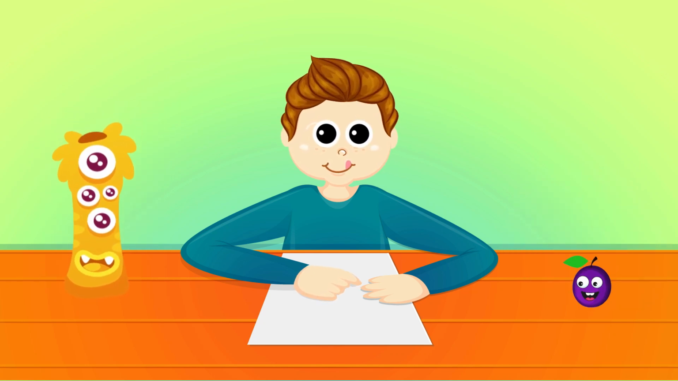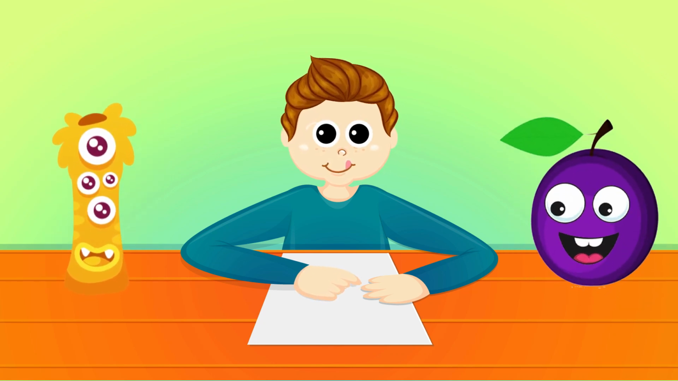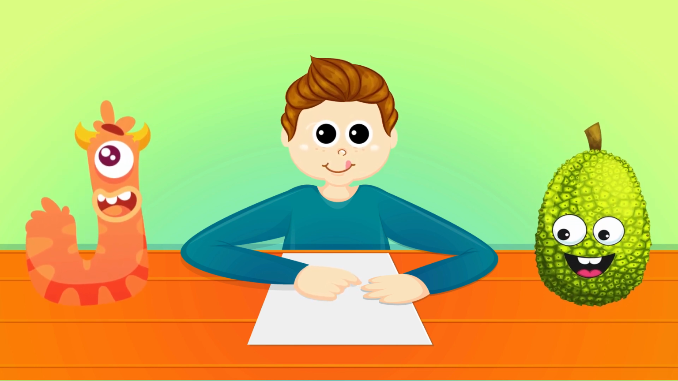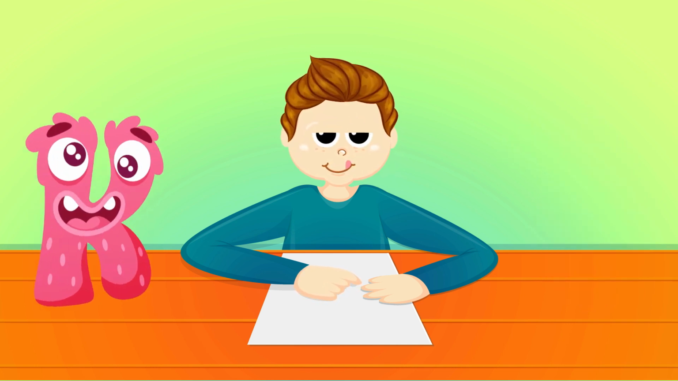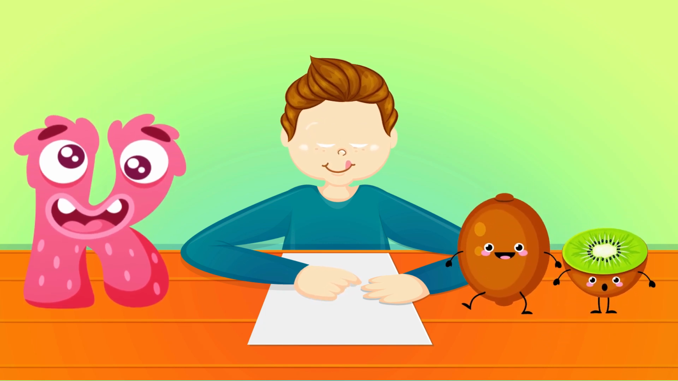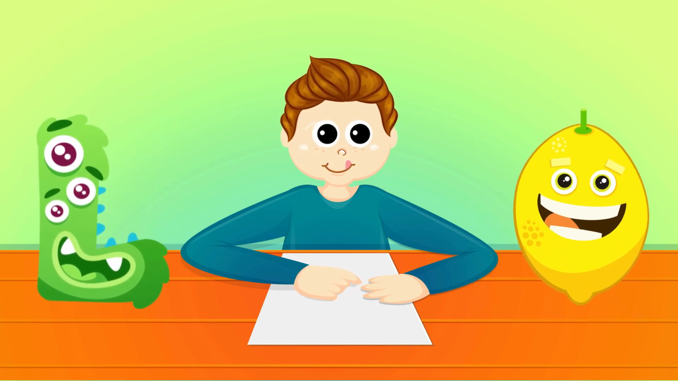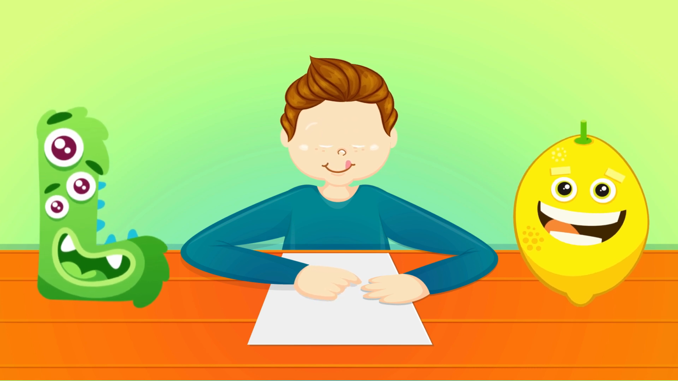I is for Illawarra Plum. J is for Jackfruit. K is for Kiwi. L is for Lemons.